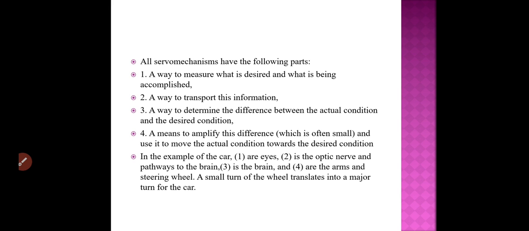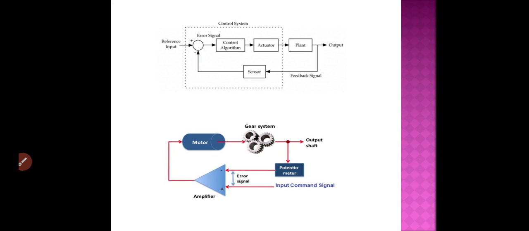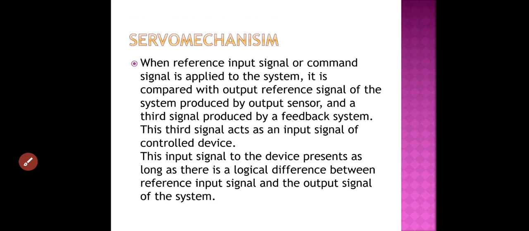This is a small example of a servo system. A small turn of the wheel translates into a major turn of the car. Then this shows a block diagram of a servo system. This diagram shows a servo motor. Then going to the next part, servo mechanism.